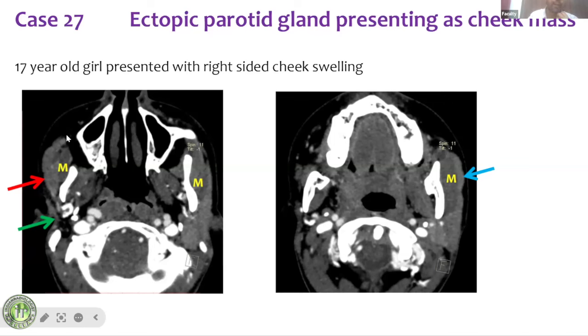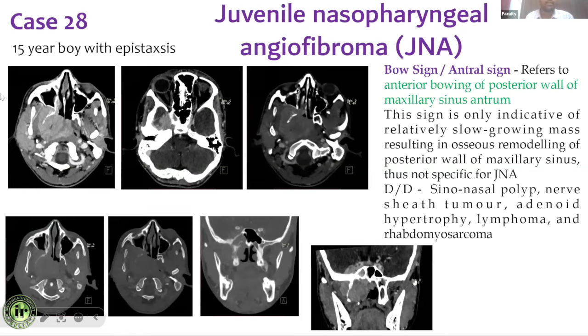Rather, there is some parotid tissue located ectopically, anterior and superior to, or superficial to, the masticator muscle, the masseter muscle, you can see. So this is actually presenting as a cheek swelling. This is the cause of the cheek swelling. So this is just a congenital abnormality, ectopic location of the parotid gland, presenting as a cheek mass. And you can see the accessory parotid tissue as well on the left side. So I have included these last few cases.